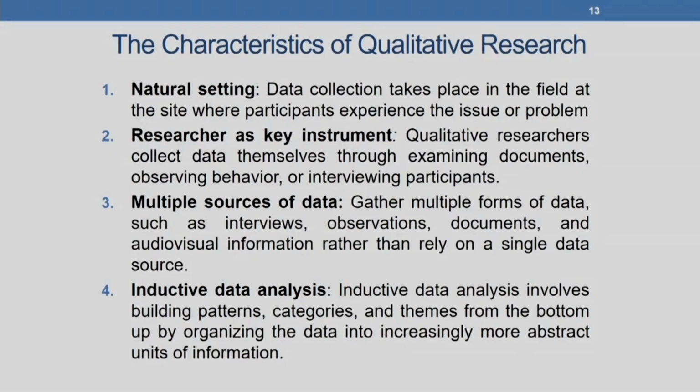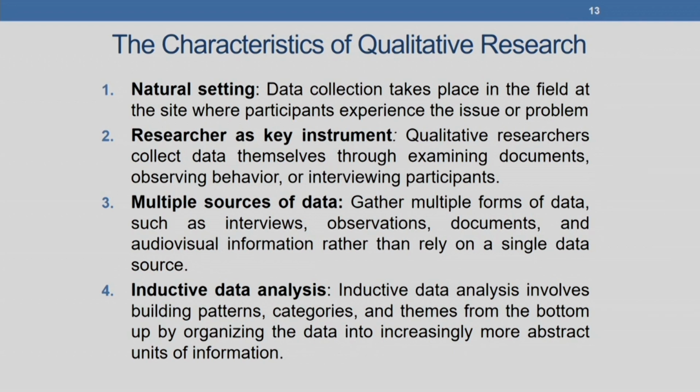Second is researcher is the key instrument. Qualitative researchers collect data themselves through examining documents, observing behavior, interviewing participants. So, the qualitative researcher does not have the leisure or the privilege of sending field investigators to the field and collecting the data on their behalf, which is something that the quantitative researchers through survey methods have the privilege to do. So, for the qualitative researcher, going to the field themselves, observing the behavior of the participants, the natural setting of the participants, and then drawing a conclusion out of it is of utmost importance.